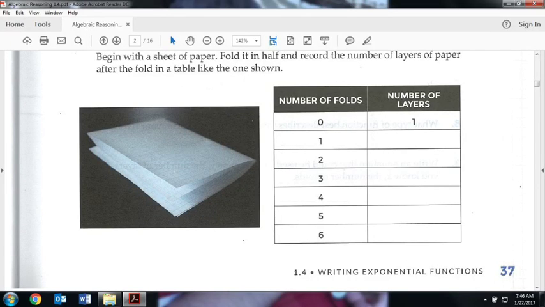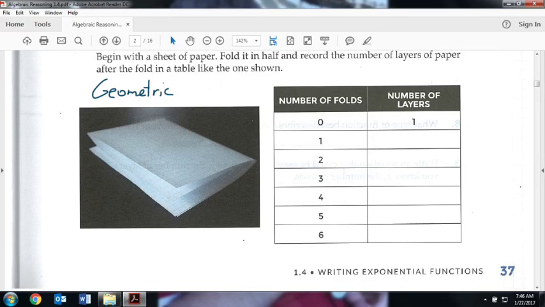Okay, this is chapter 1.4. This is about exponential equations, which we're going to find out real quick are geometric equations. The geometric series that we've been talking about are actually just another way of expressing an exponential equation. So here we go.